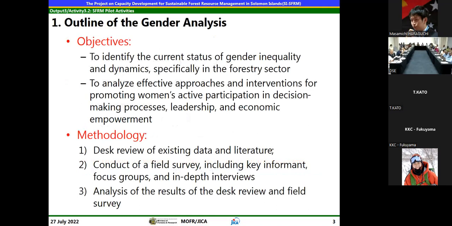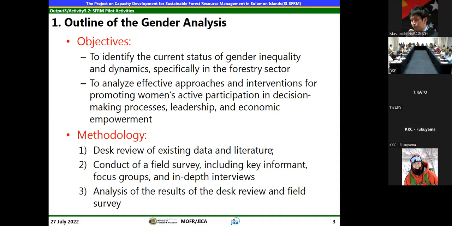So you're looking at the outline of the gender analysis. The objective is to identify the current status of gender equality in the dimensions, especially in the forest sector. Also to analyze some approaches and interventions that promote women's active participation in decision-making processes, leadership, and also the economic empowerment that the project has done in the 5 years.